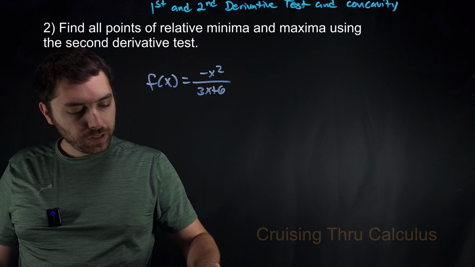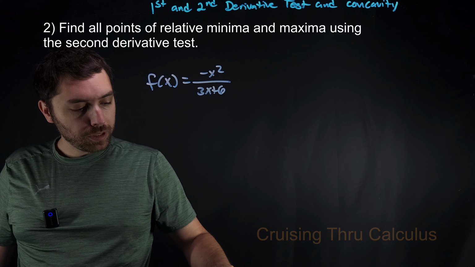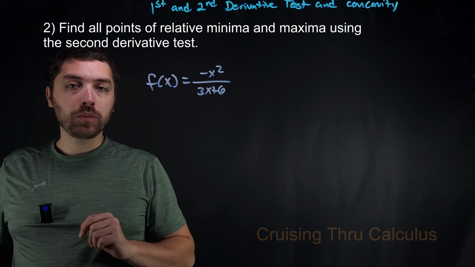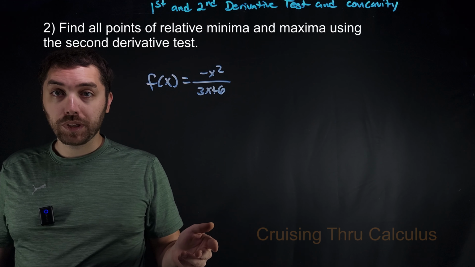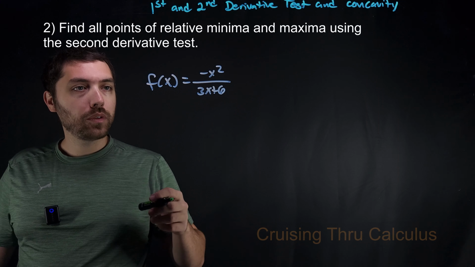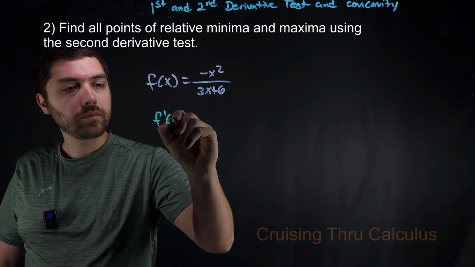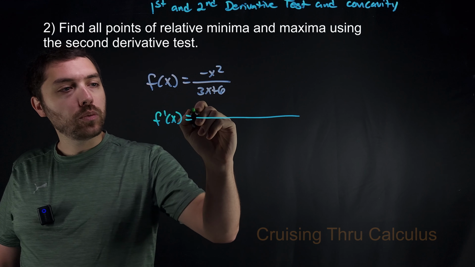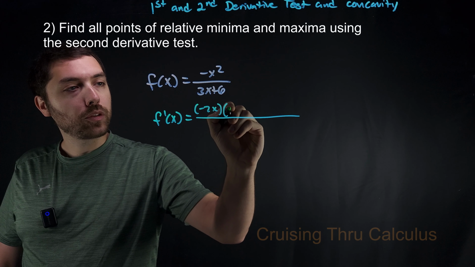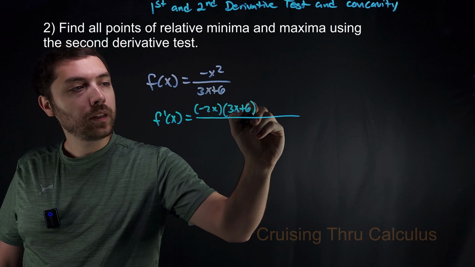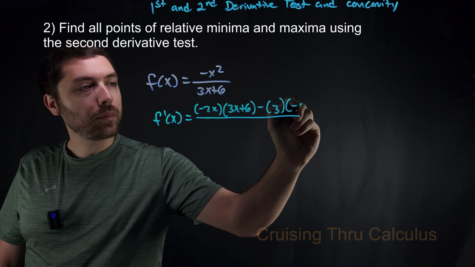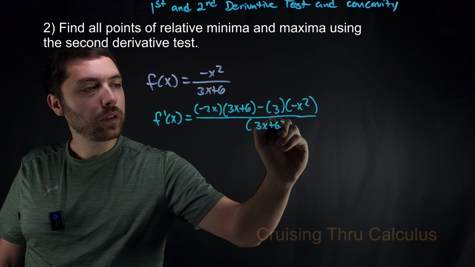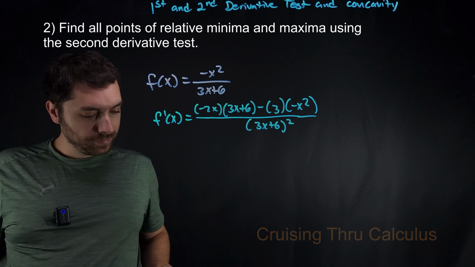Our next question says, find all points of relative minima and maxima using the second derivative test. Okay, so to use the second derivative test, we are of course going to find the second derivative. But first we need to find the first derivative. So let's work on that here. Okay, we're going to need to use the quotient rule here. So we're going to need the derivative of the top multiplied by the bottom minus the derivative of the bottom multiplied by the top. And this is all going to be over the denominator squared, like that.